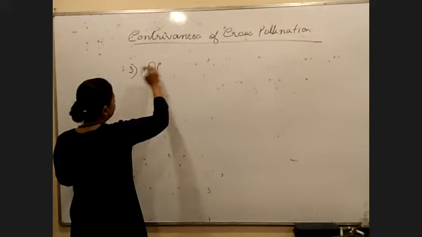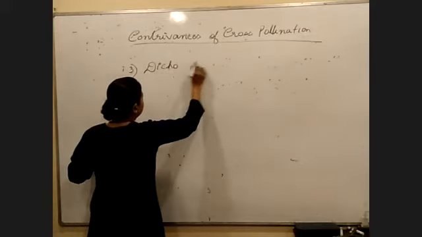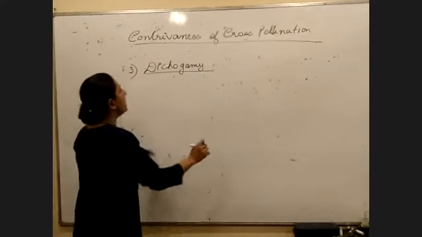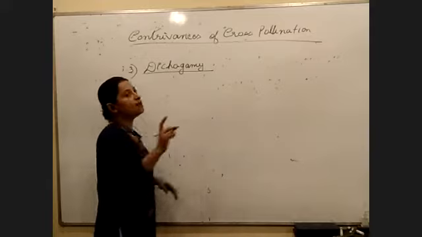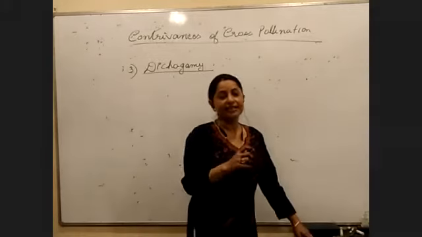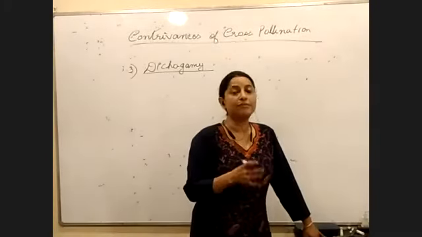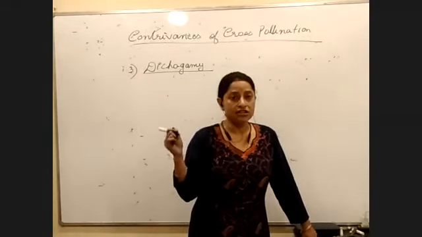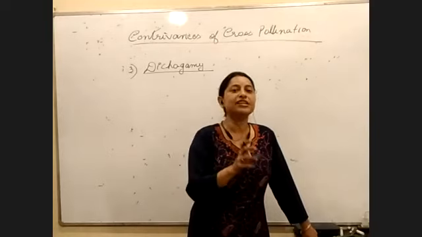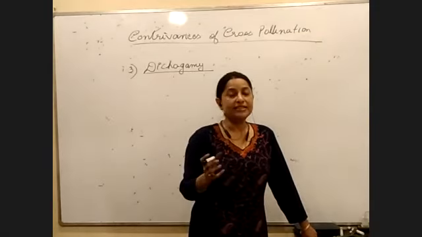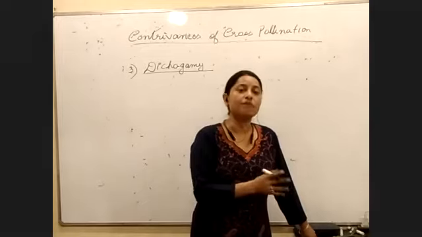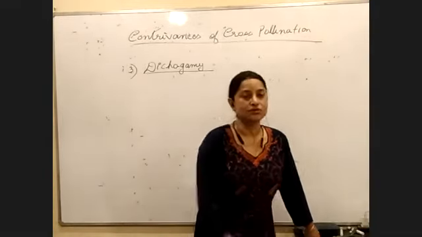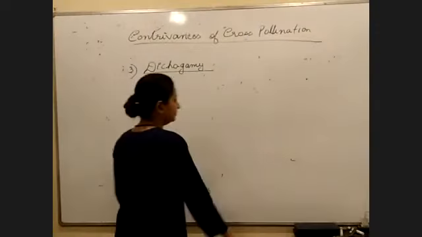Next, the third factor, a term called dichogamy. We have talked about homogamy, right? This is just the opposite of homogamy. What is homogamy? The sexes mature at the same time. What is dichogamy? The sexes mature at two different times. Maybe the androecium will mature first, or maybe the gynoecium will mature first. They do not mature at the same time. That is what is called dichogamy.